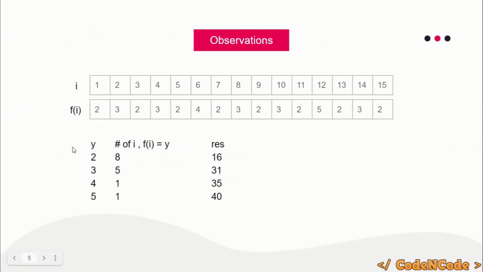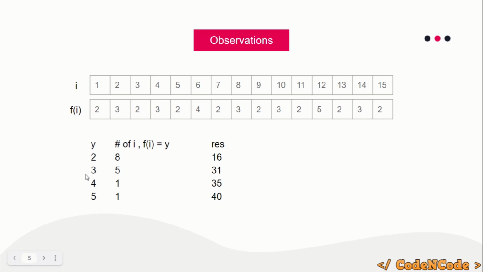First of all, y is equal to 2. See, y cannot be 1, right? None of the numbers will have 1 as the minimum number which does not divide them, because clearly 1 divides everyone. So we will start from 2. How many numbers are there such that f of i is equal to 2, right? There are 8 numbers: 1, 2, 3, 4, 5, 6, 7 and 8. So how much will this contribute to the result? Of course, 2 times 8, that is 16.